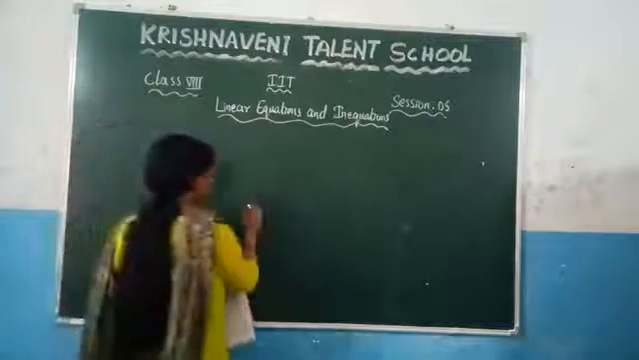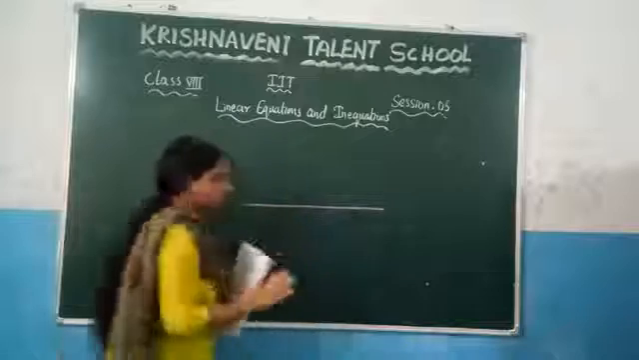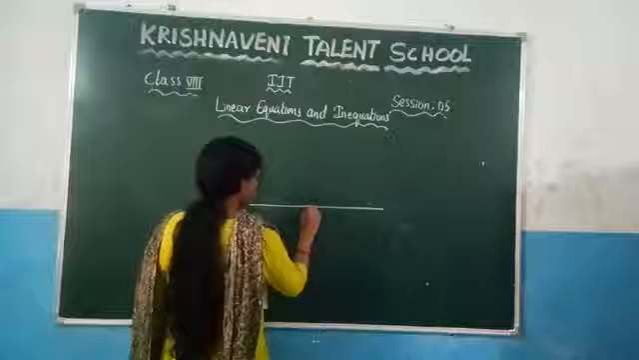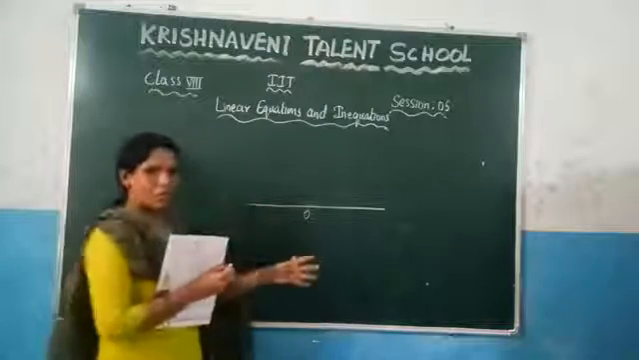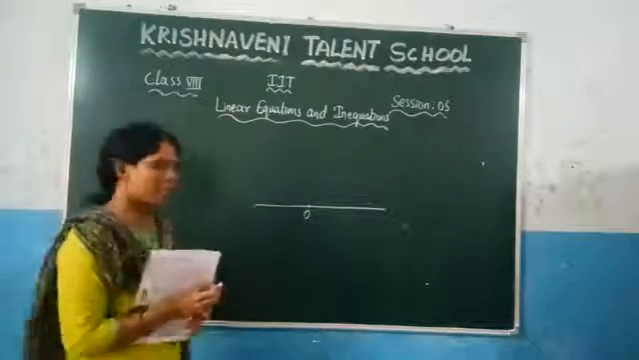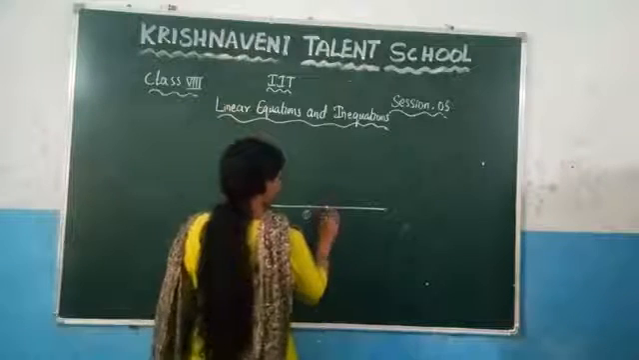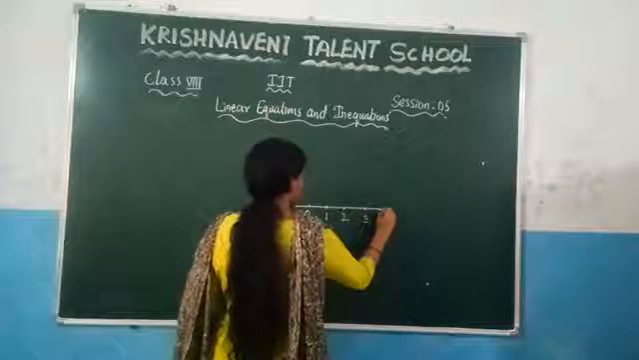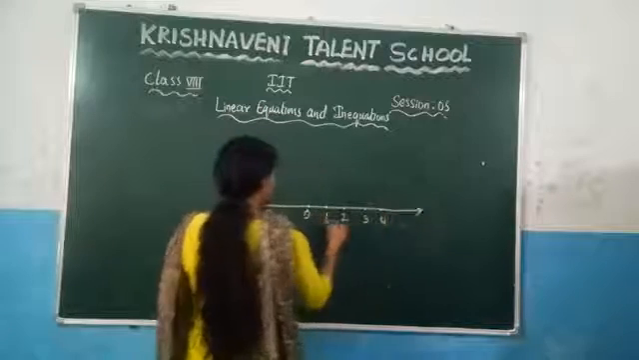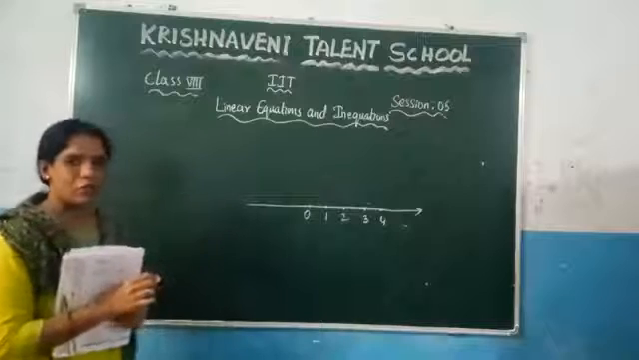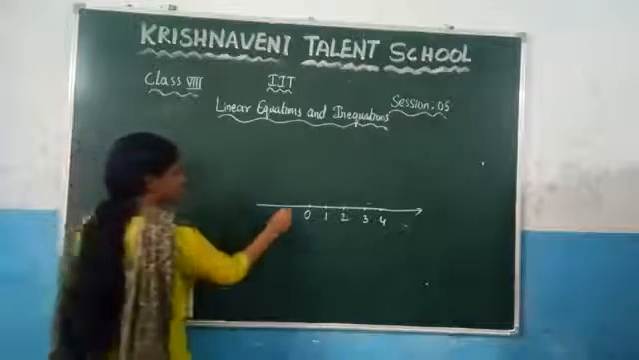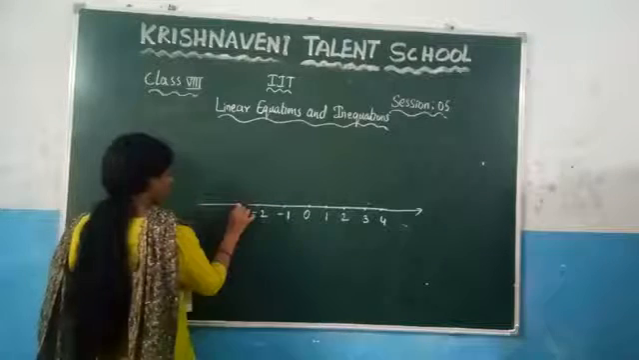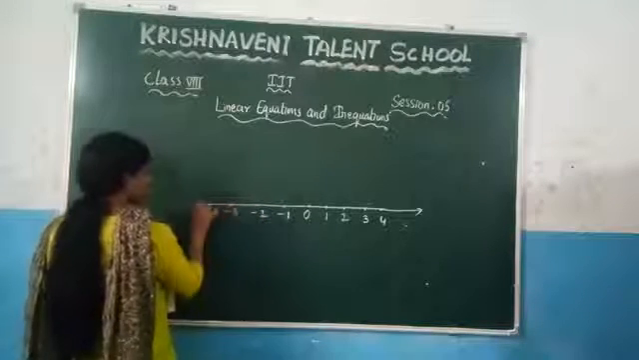Now here draw one line. And you know that in the middle 0 will be there. So write here 0. And to the right of the 0 you will have the positive numbers. So write here the positive numbers, which is 1, 2, 3, 4, like that. And to the left of the 0 you will have negative numbers. So write it here -1, -2, I am extending this line, -3, like that.